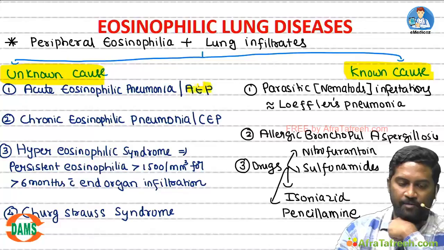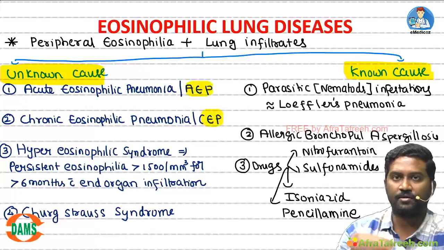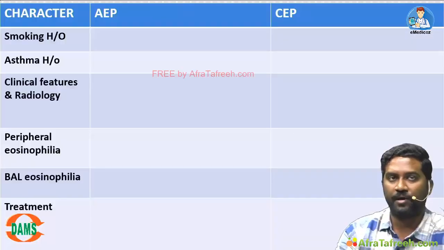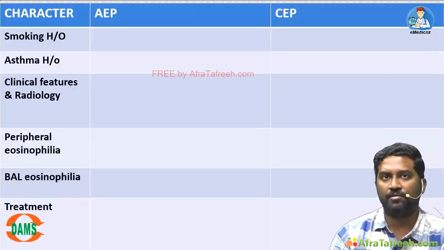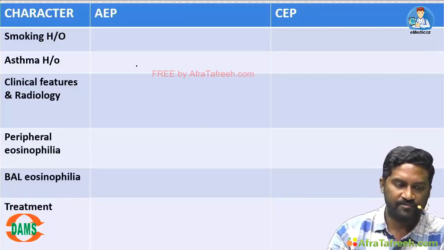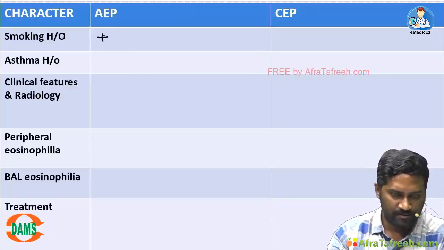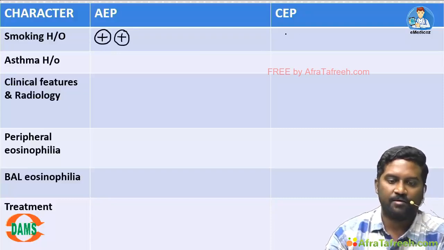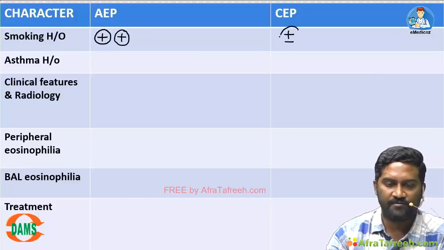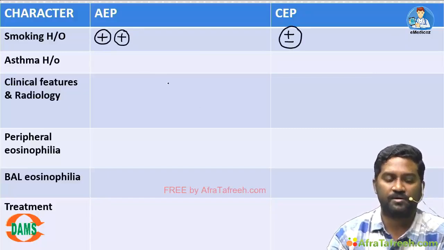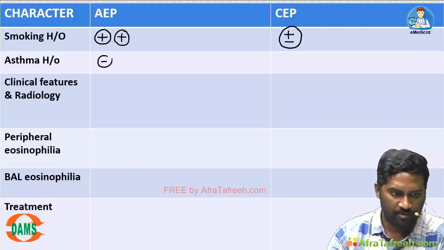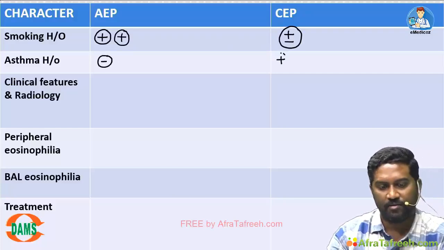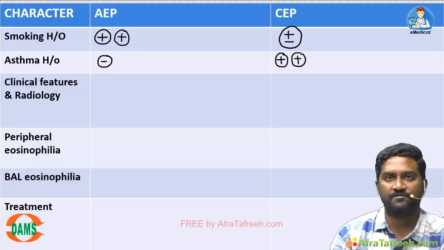Let us see the important differentiating features of acute eosinophilic pneumonia and chronic eosinophilic pneumonia. Make a table, on one side acute, on other side chronic. Coming to the smoking history, acute eosinophilic pneumonia, generally you find it in smokers. Chronic eosinophilic pneumonia, the patient may or may not be a smoker. Asthma history not usually evident here. In chronic eosinophilic pneumonia, there will be strong asthma history.